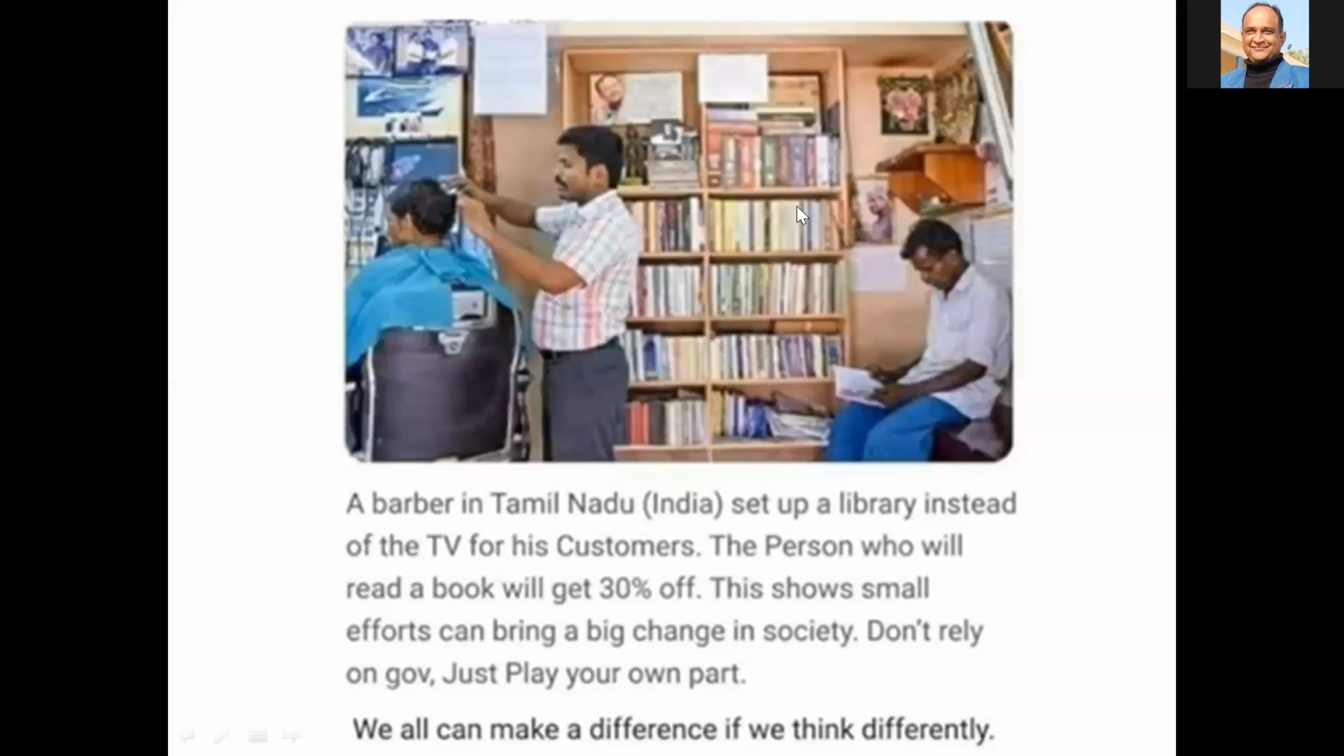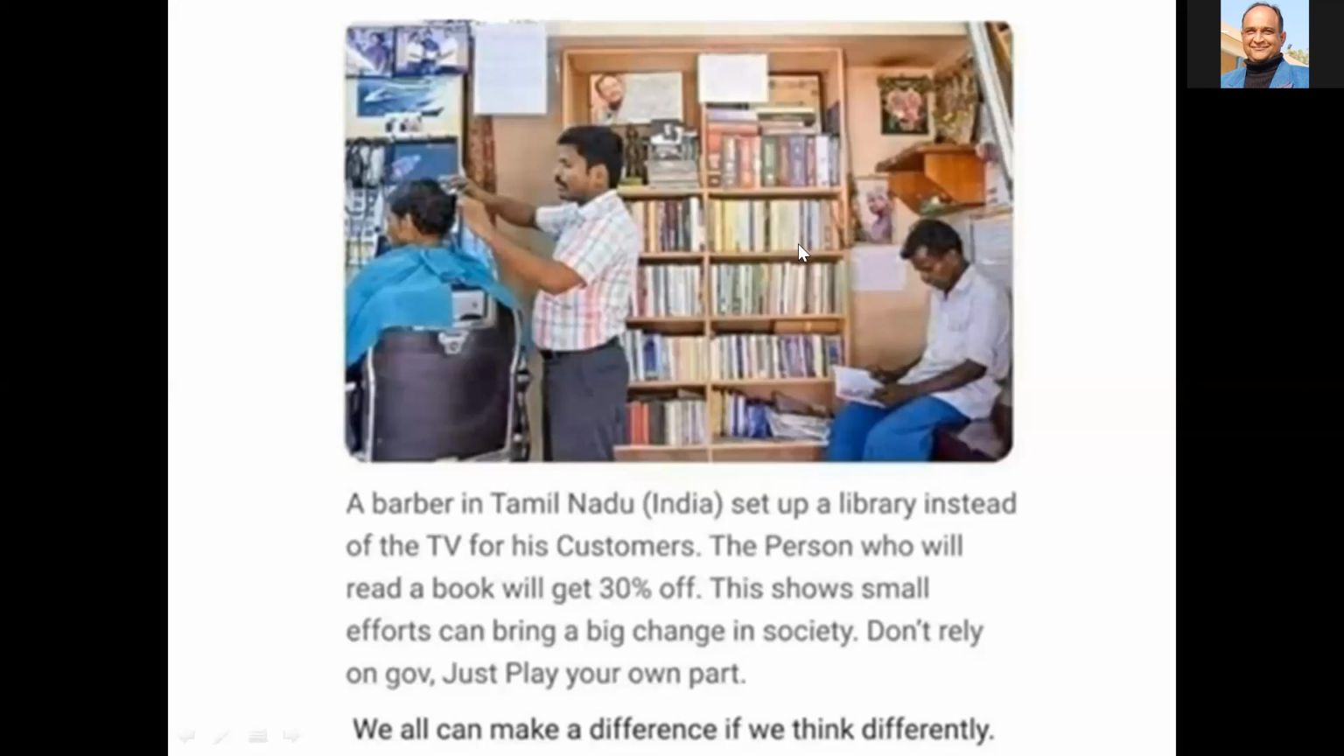He has kept all his books here, and he has not put any TV there. He said that you should read, then I'll offer 30% off. With less resources, whatever he has put there, it immediately clicked. People come, read some newspaper or book, and pass their time. Now he's very famous, and his shop is full of customers. So it makes a difference.